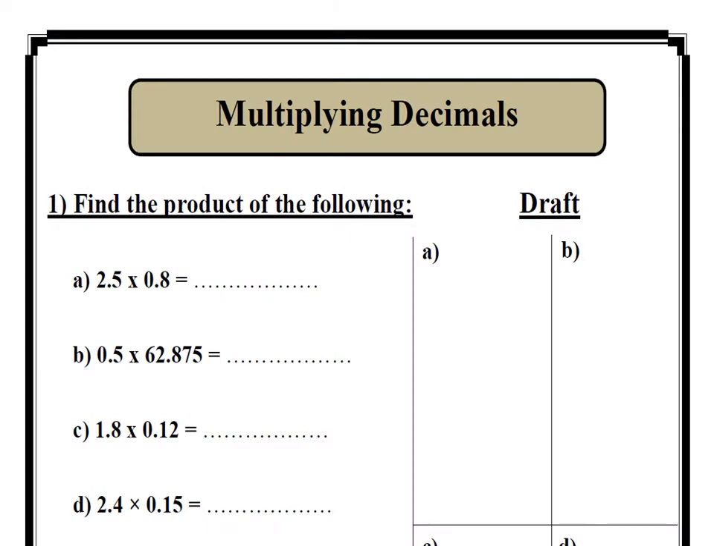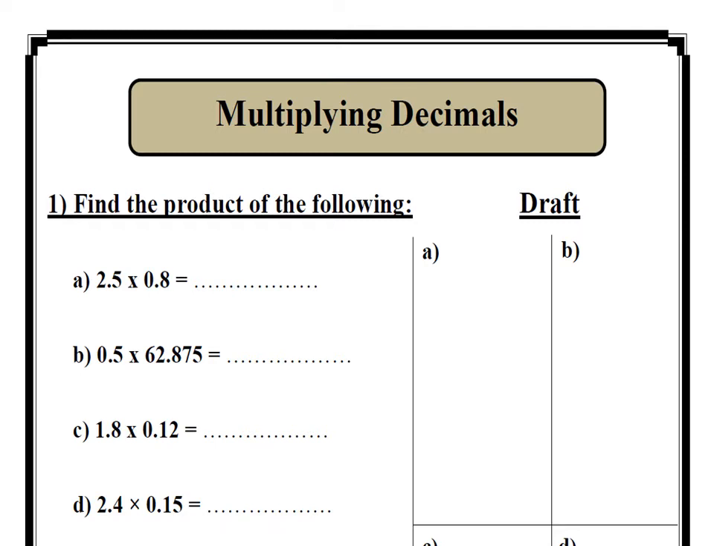Let's open our booklet page 10. In question number 1 they are asking you to find the product of the following. The word product means the multiplication operation. As we said in class, we are going to take our question in the draft or in our rough work to start solving and then put the final answer in the empty space.